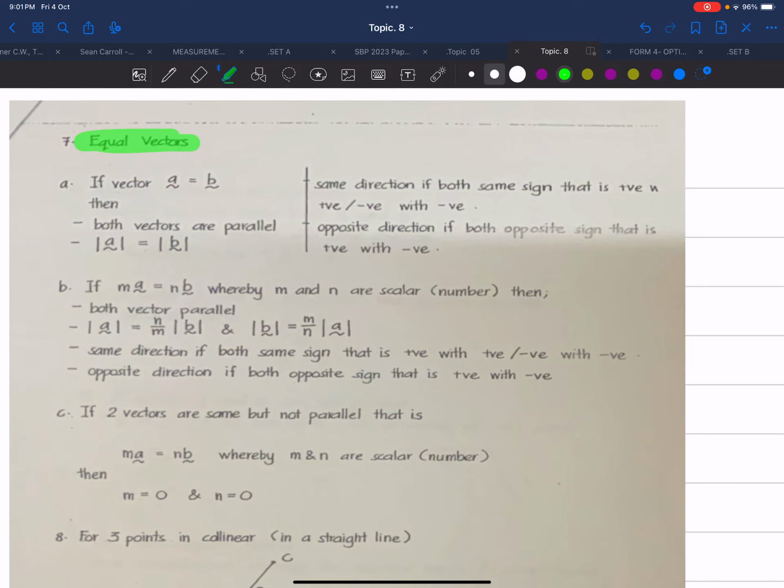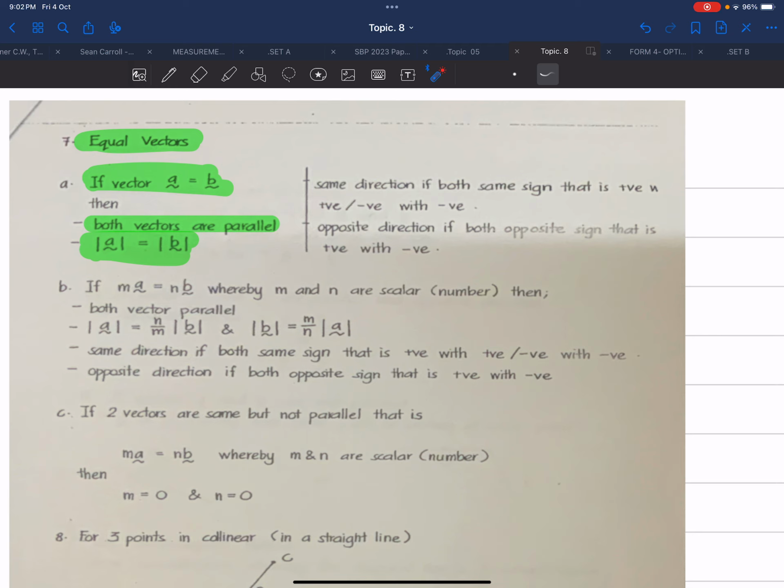Equal vectors. If vector A and B are equal, they are equal, there are 4 conclusions. First, both vectors must be parallel. The moment the vectors are equal, they must be parallel, and the magnitude of both vectors must be same. Okay, this is very important. When two vectors are equal, automatically they are parallel, automatically their magnitude is same.